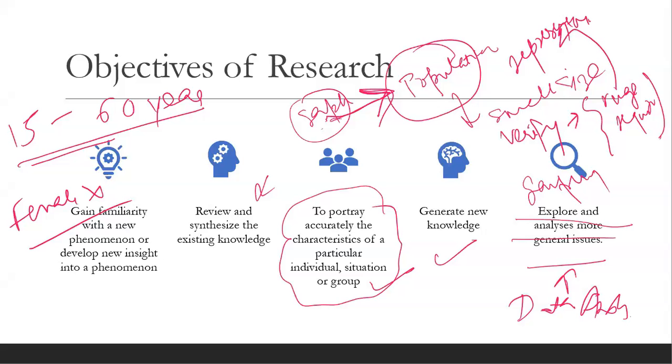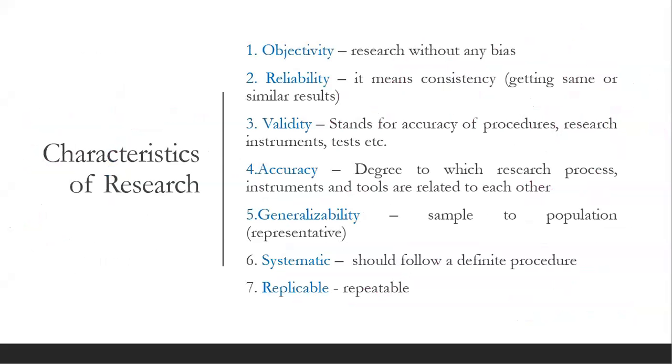You gain familiarity, you familiarize yourself with this, and then you review what the existing knowledge is, and then you portray the characteristics from that sample to the population, and then you analyze your data. So there are certain characteristics of research. What do you understand by research without any bias?